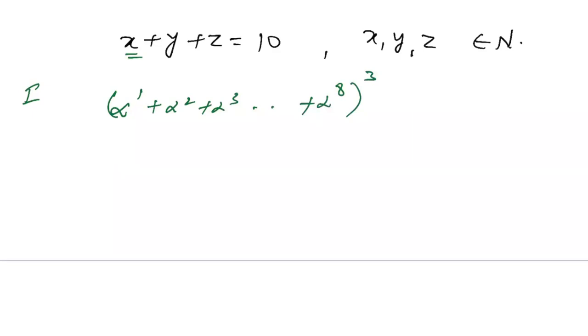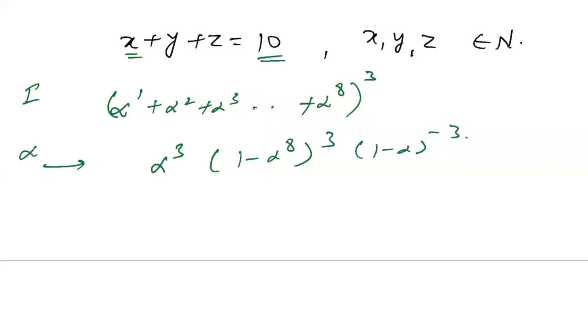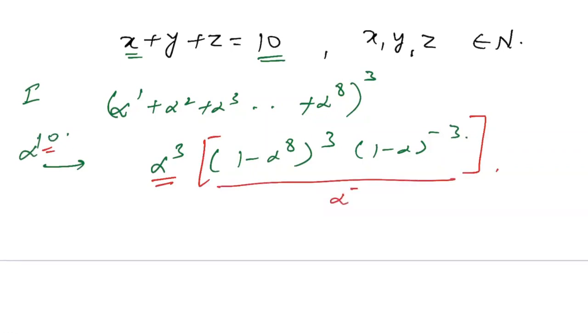Right? So the GP series will be alpha cube, (1 minus alpha to the power 8) to the power 3, upon (1 minus alpha) to the power minus 3. In this, what we required is alpha to the power 10. Alpha to the power 3 itself is there, so from this I required alpha to the power 7.